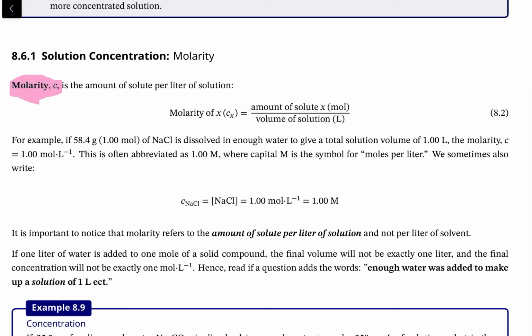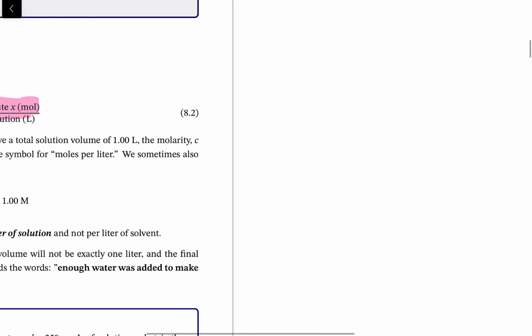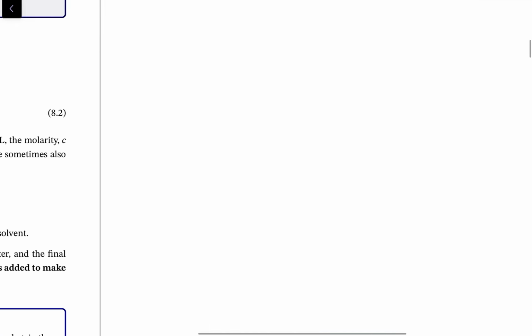So molarity, C, or you'll see some bracket notation just now, is defined as the amount of solute, so meaning the thing that you are dissolving, in mole, divided by the volume of the solution that you have. So let's look at that maybe a bit pictorially.